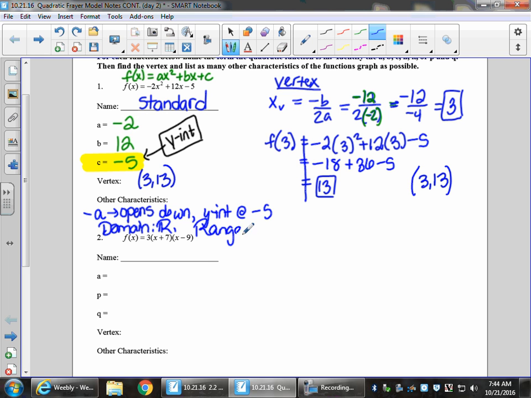Did anybody draw themselves a little sketch to help themselves out? Let's draw a sketch. You told me this opens up or down? Down. And here's my vertex, 3, 13. So when I come in from the bottom, what is it going to be for the range? And when I come in from the top, what's the largest y value? 13. Bracket or parenthesis? Bracket, solid dot. Very good.